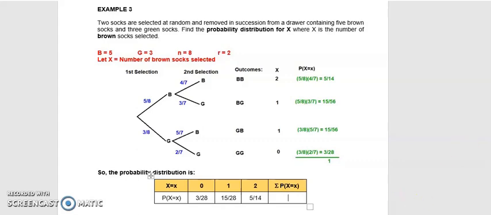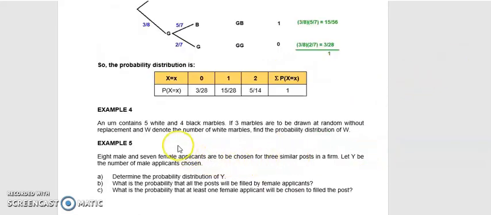So if you total up 3/28 plus 15/28 plus 5/14, the total probability must be equal to 1. That's how we construct the probability distribution for a discrete random variable. So what is the discrete random variable in this case? The number of brown salt selected. Discrete cannot be in fraction or in decimal point, which means this value x cannot be a fraction or a decimal. So for example 4 and example 5, you try to do it on your own. Later on, I will give you the answer.